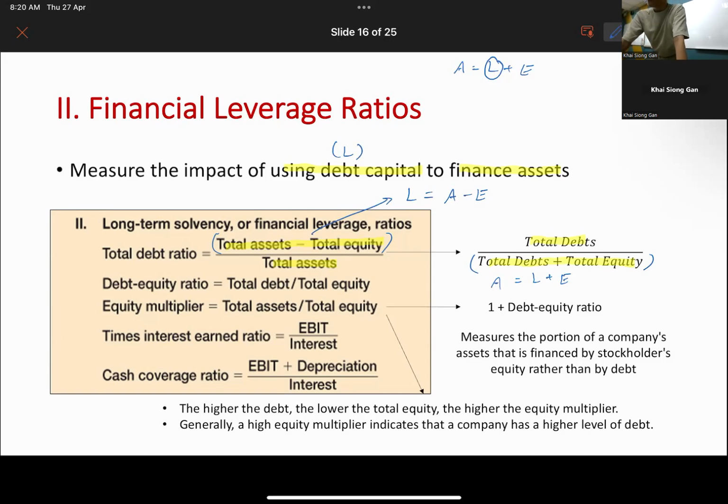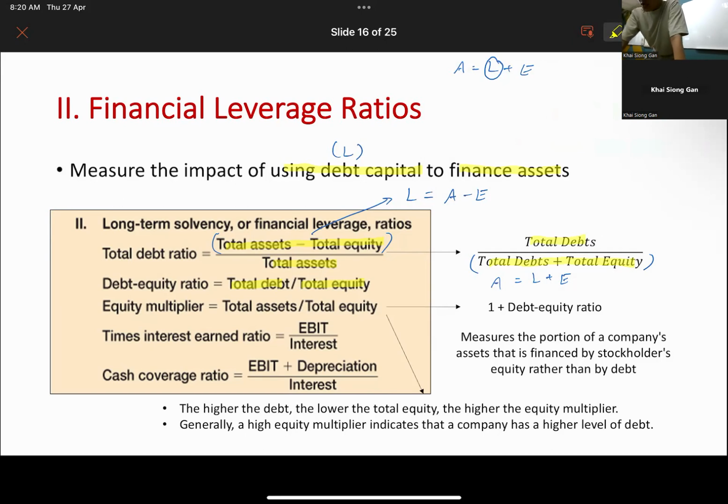The next one is debt equity ratio. As the word suggests, I'm referring to the total debt as a proportion of total equity. How much total debt has been used as compared to the total equity that has been raised. So I'm comparing these two components, which are liabilities and equity. Total debt as a proportion of total equity.